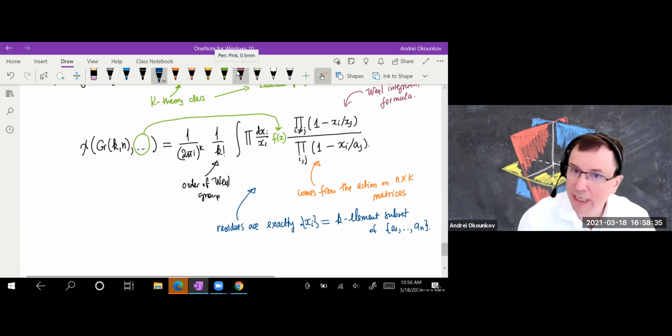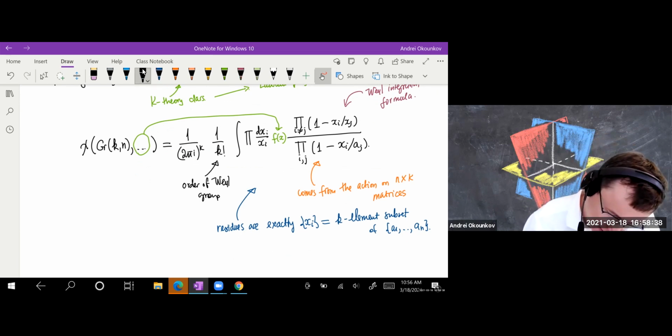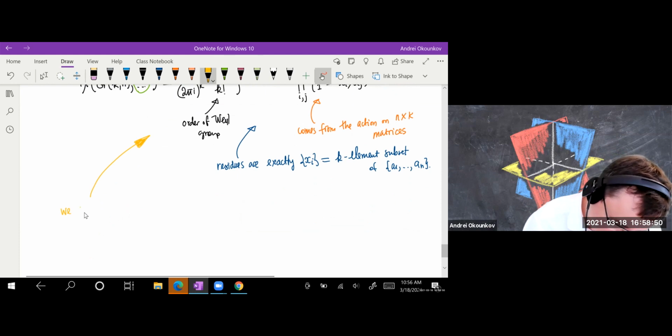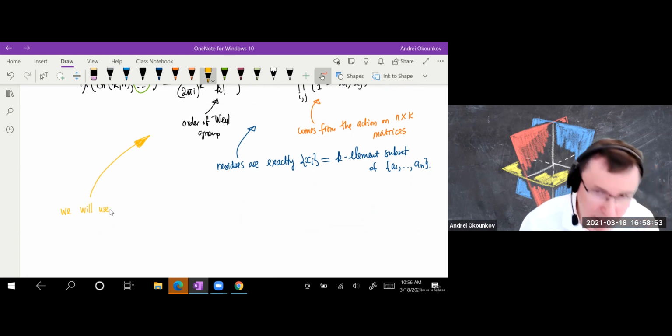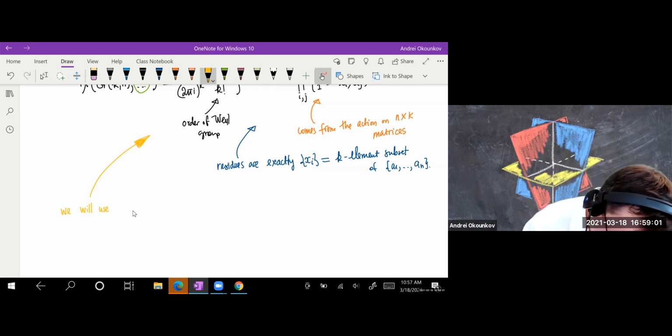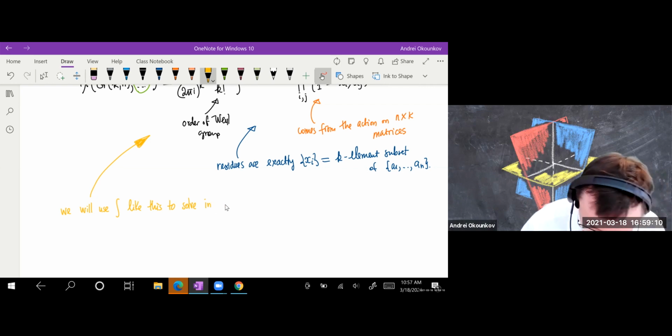And so, what will transpire in the second part of this talk is that we will not be computing integrals by residues. We will keep them to be over the unit torus. We will use integrals like this to solve interesting, or I hope so, well, at least other people think it's interesting, Q difference equations.